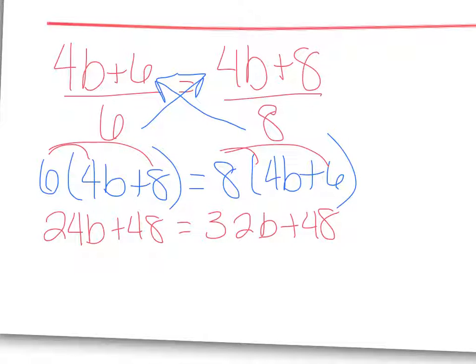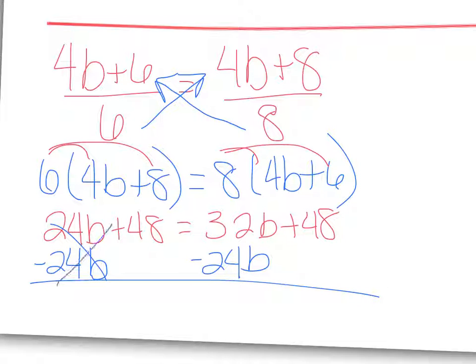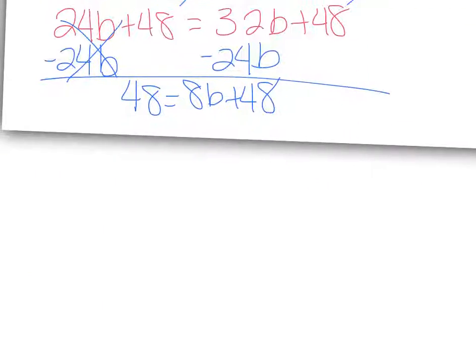Let's think back to a couple chapters ago. I have variables on both sides of the equal sign. If you have variables on both sides of the equal sign, what do we have to do? Right, we've got to get them all on one side. How did we decide which side to move them to? Right, we want to subtract the smaller one. So I'm going to subtract 24b from both sides. On the left-hand side, I get 48. On the right-hand side, what is 32b minus 24b? 8b plus 48. What would you do next?